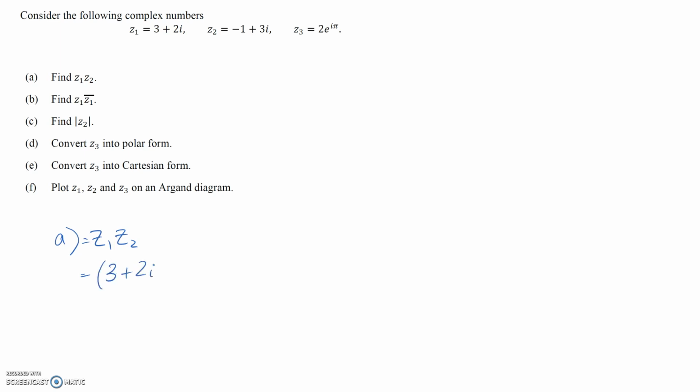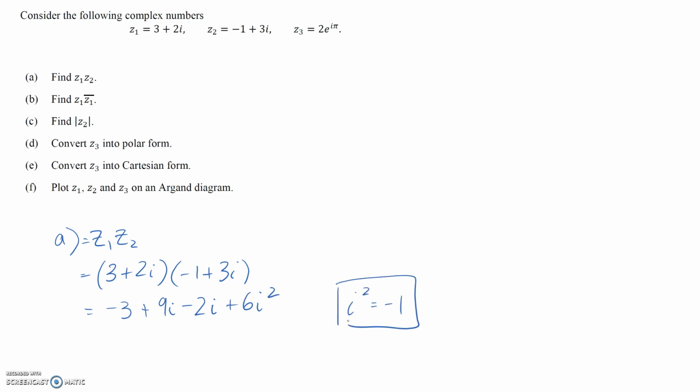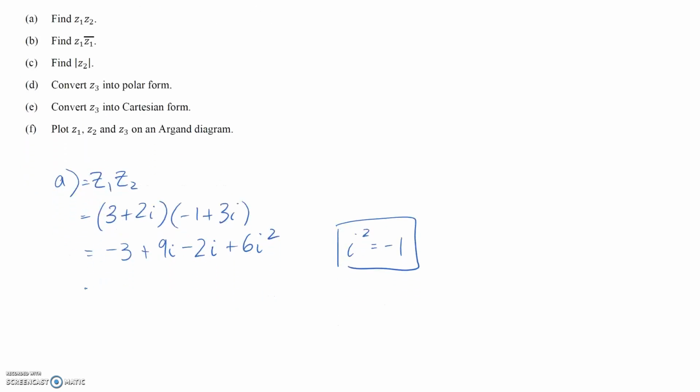So subbing them in and multiplying out, we get 3 times -1, which is -3. 3 times 3i is positive 9i. 2i times -1 is minus 2i. And then 2i times 3i is going to be 6i squared. Alright, so to simplify this, we know that i squared is equal to -1, i being our imaginary number.